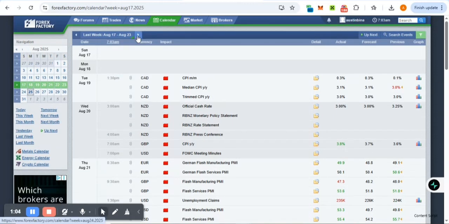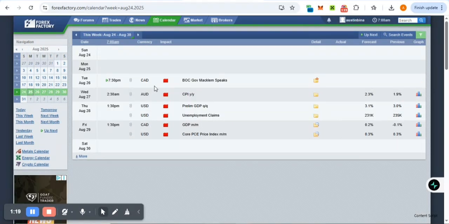Let's take a look at the news we have for this week. We have AUD CPI coming up, and let's see how it goes. The forecast is 3.23%, which is okay, and the previous was 1.19%. For USD, the prelim GDP QQ, which is quarterly, will be coming up, and then unemployment claims. These are great, and let's just hope for the best.